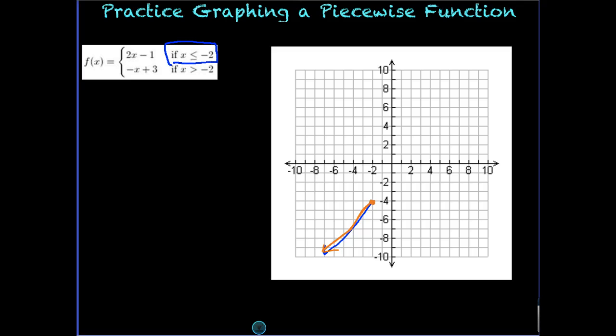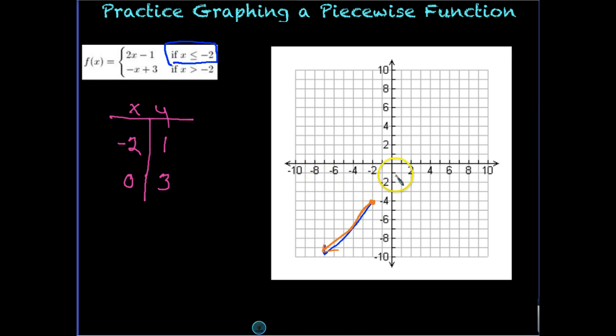Now, just to be consistent with the way we did the other one, I'm going to create a t-table for this. In this case, it says I only want to see this graph if x is greater than -2, so I'm going to start with a -2 and plug that in. So if I plug in a -2 into my equation, -2 plus 3 is +1. Now I just want to pick another point that's greater than -2, so I'll go ahead and pick 0. That's pretty easy. If I plug in a 0, I get 3.